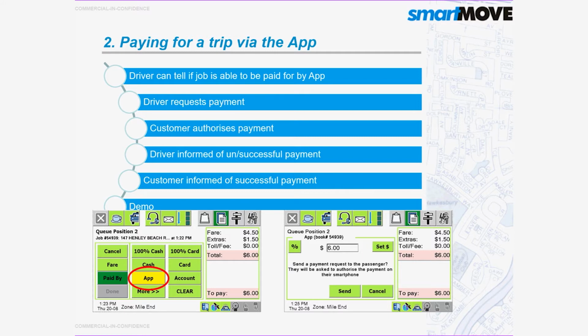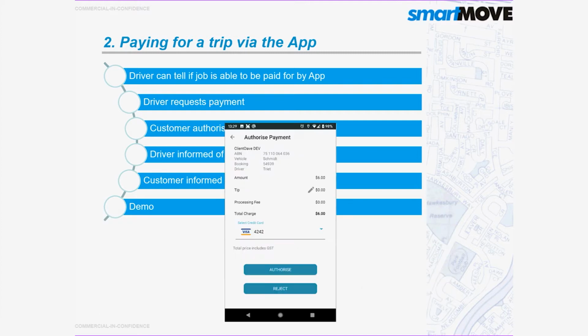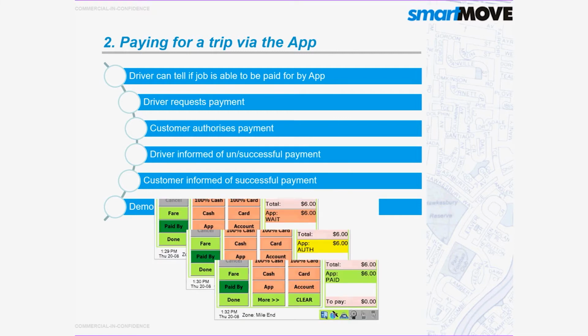After pressing the app button, the driver presses the send button to request authorization from the passenger. The customer will see the request for payment on their app. They can add a tip if they want to, and they will also see the surcharge, if any, as well. The customer will then tap authorize to authorize the payment. After the passenger authorizes the payment, the driver will see the status. This area here on the fare payment screen will show the status of the payment. It will go from red to yellow to green.